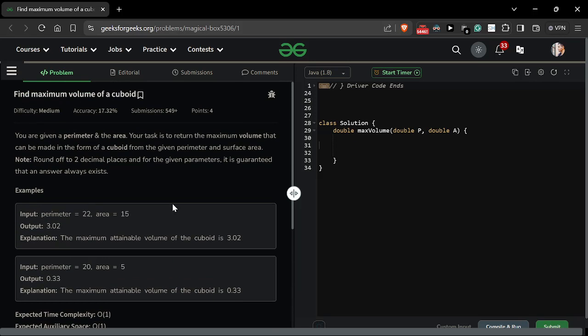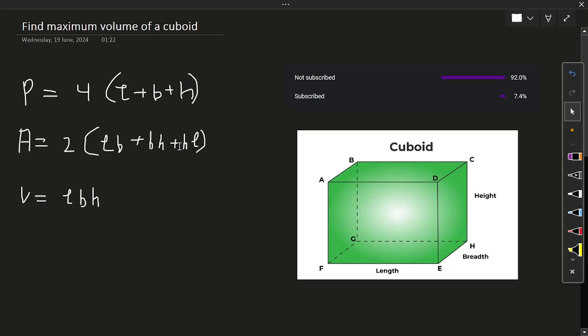So let's build the approach. We have the formula given here of perimeter, area and volume. I searched about whether there is a direct relation for volume, but I found no exact solution. So let's build the approach.